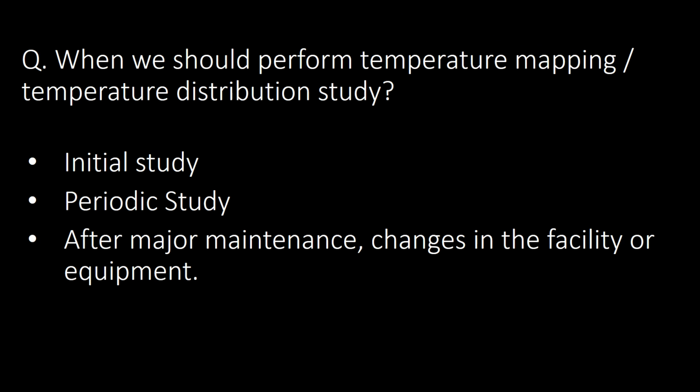When should we perform temperature mapping or temperature distribution study? There are three frequencies at which we should perform it. First is the initial study. This is to be done at the time of new facility creation or new equipment installation. The second frequency is periodic study. This is done every 2 or 3 years based on the plant specific SOP and risk assessment. The third frequency is after major maintenance work or changes in the facility or equipment.